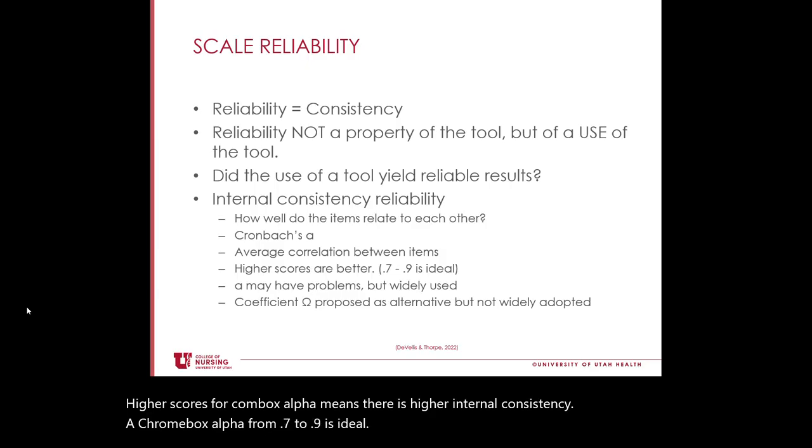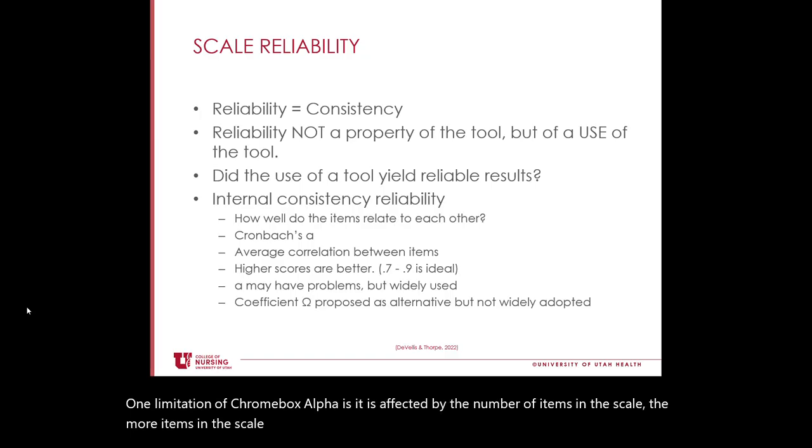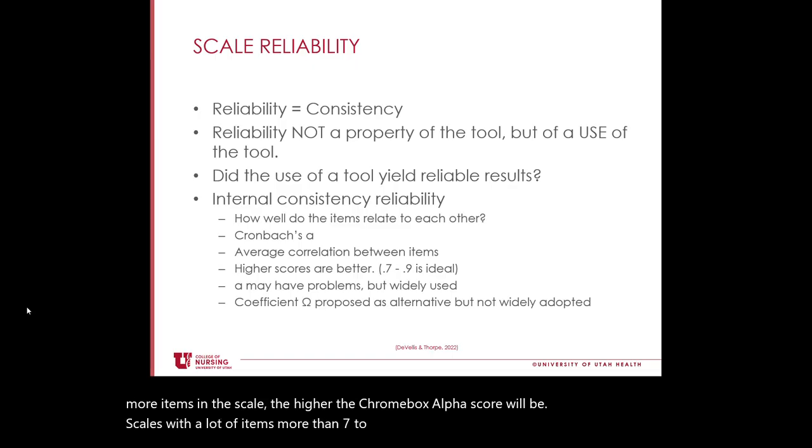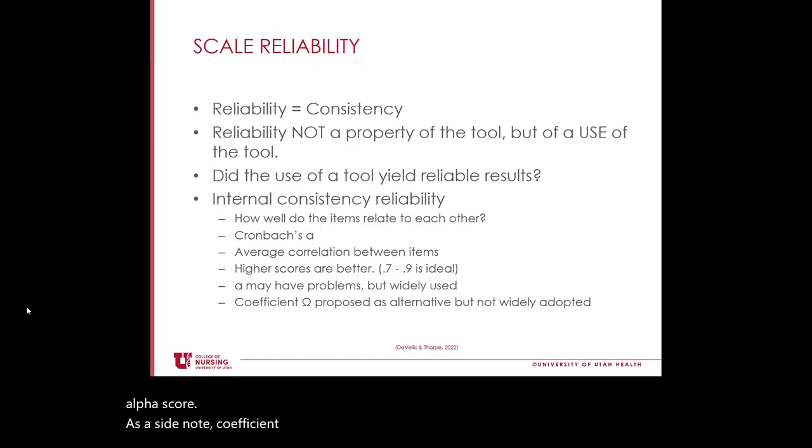One limitation of Cronbach's alpha is it is affected by the number of items in the scale. The more items in the scale, the higher the Cronbach's alpha score will be. Scales with a lot of items, more than 7 to 9 items, may have an artificially inflated Cronbach's alpha score. As a side note, coefficient omega is a proposed alternative to Cronbach's alpha, but it is not widely adopted.